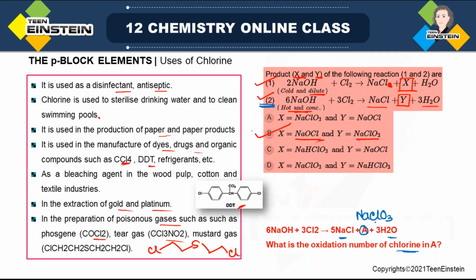This is NaClO3. That means Na plus ClO3 minus. So oxidation state of chlorine, if it is X, then it will be X plus 3 into minus 2 for 3 oxygen. Overall charge is minus 1. That means X will be equal to 6 minus 1. So here oxidation state is plus 5. This is the answer, plus 5.